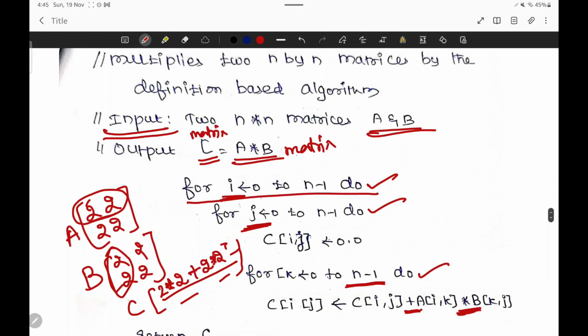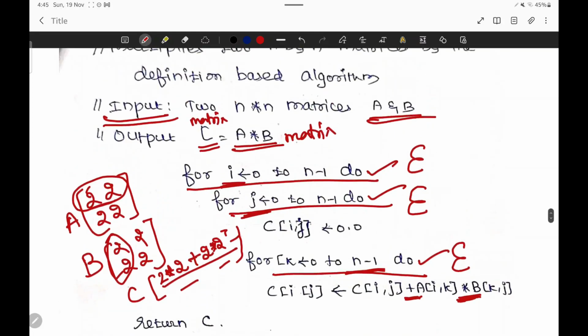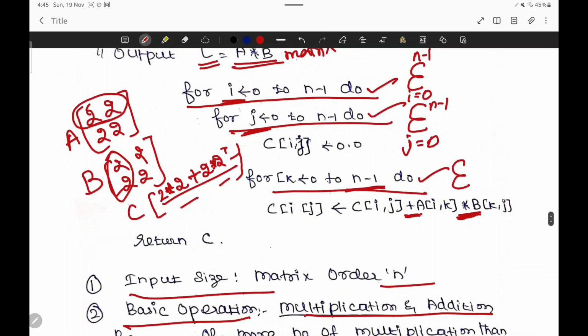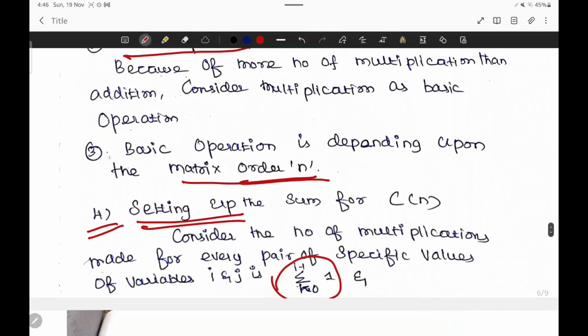For example, let us take the first looping statement. For this we need to set up a summation. For the next loop also we need to set up a summation. What is the variable? i is the variable, and it ranges from 0 to n minus 1. Likewise here, j is the variable, ranging from 0 to n minus 1. And here the variable is k, from 0 to n minus 1. This is the fourth step: we need to set up the summation formula.